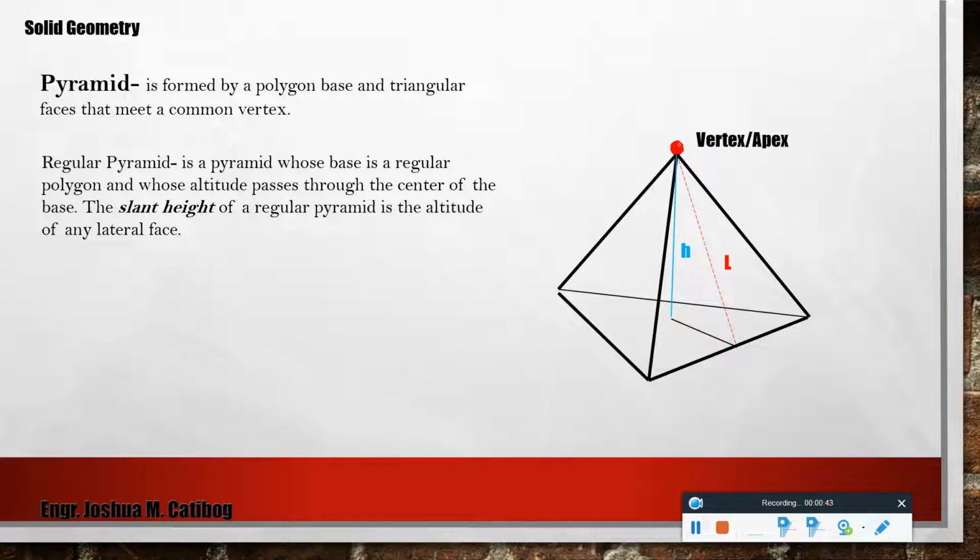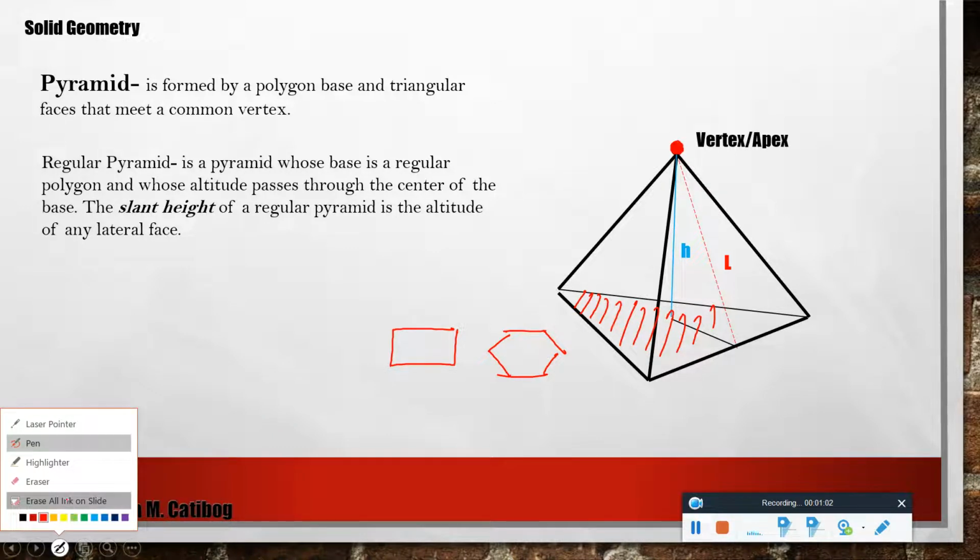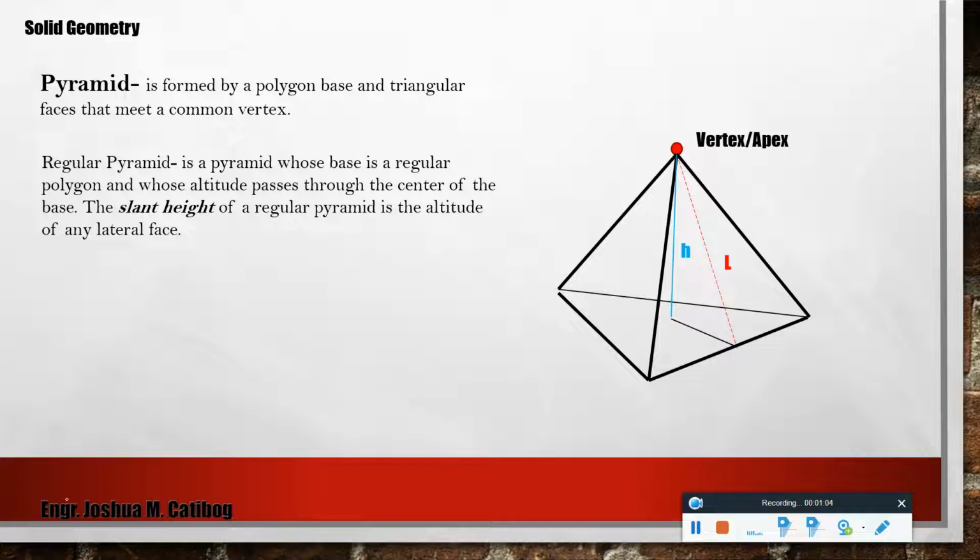Okay, pyramid is formed by a polygon base. So polygon base, in this case po, this is a triangular base. So pwede po yan na square base po kayo, pwede pong hexagonal base, and so on and so forth. Okay, and triangular face that meet at a common vertex. So, ibig sabihin, yung ating lateral face po dito, okay, is a triangle.